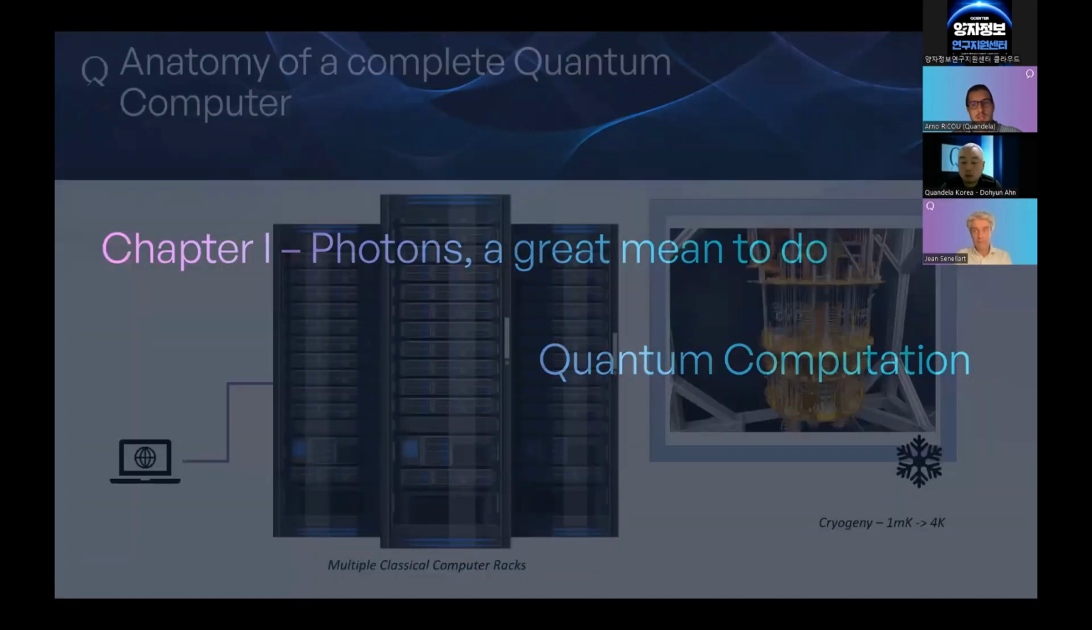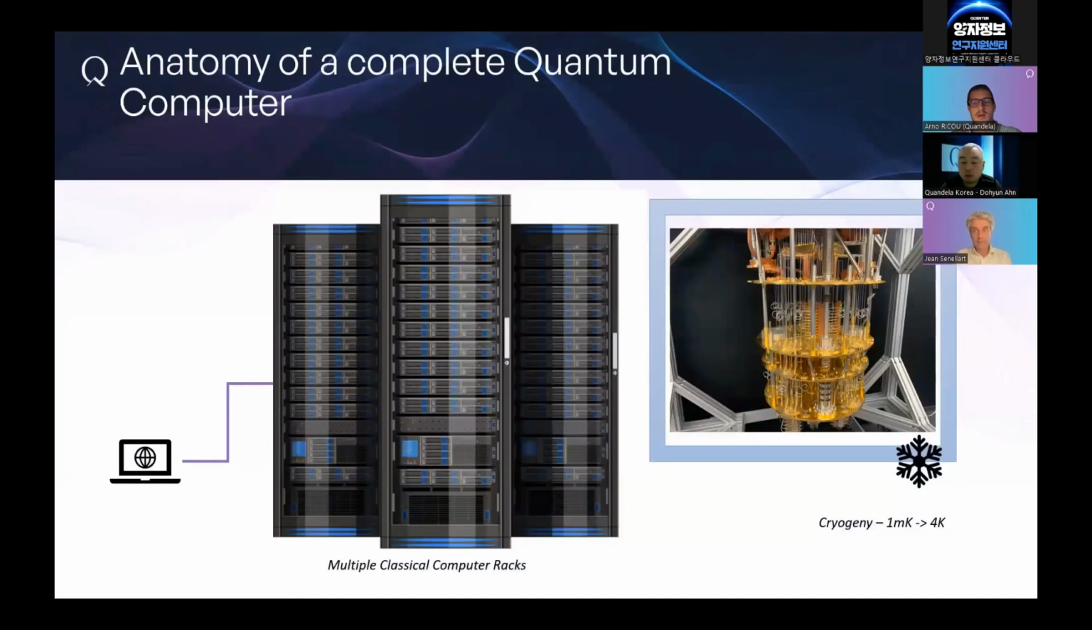Forgot to mention on this slide, this superconducting quantum computer requires cryogenics down to the millikelvin, whereas in our case we just need 4 Kelvin, which is a crucial difference between these two approaches and a big pro compared to the superconducting approach.